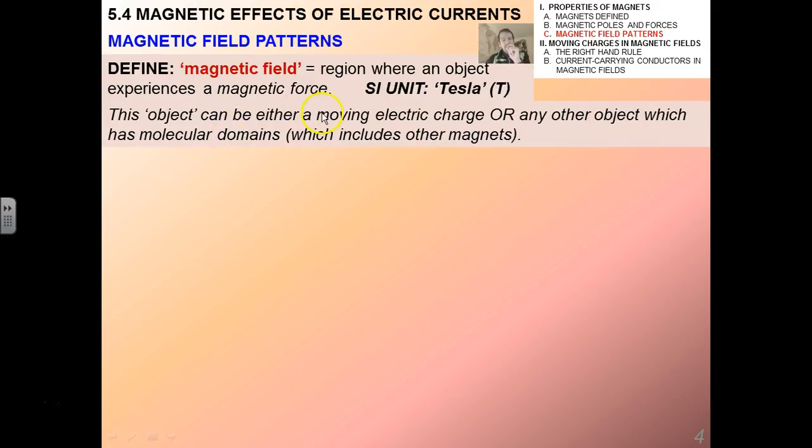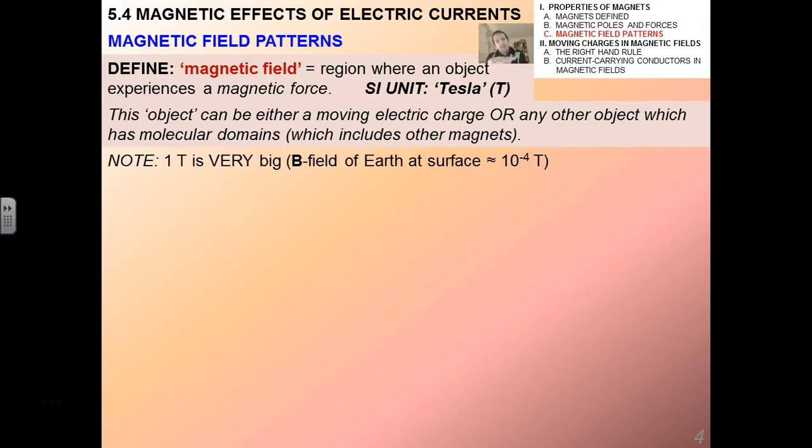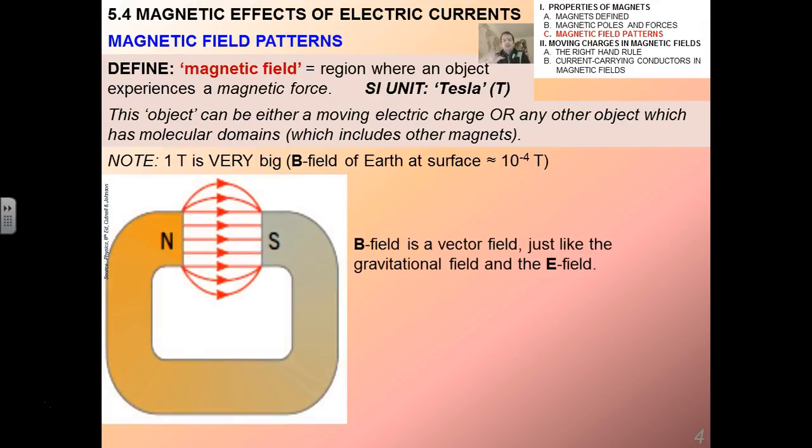It can either be a moving electric charge. If the charge is standing still, it doesn't experience a force, okay? Or any other object which either has molecular domains, such as a paperclip, which is not a magnet, or something that is another magnet, which obviously also has domains, okay? Just to give you an idea of the unit, the SI unit of the magnetic field is called the Tesla. And 1 Tesla is a really, really, really big magnetic field. To give you an idea, the magnetic field of the Earth at its surface is about 10 to the minus 4 Teslas, okay?